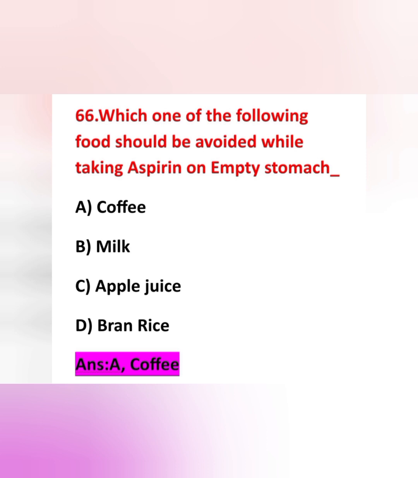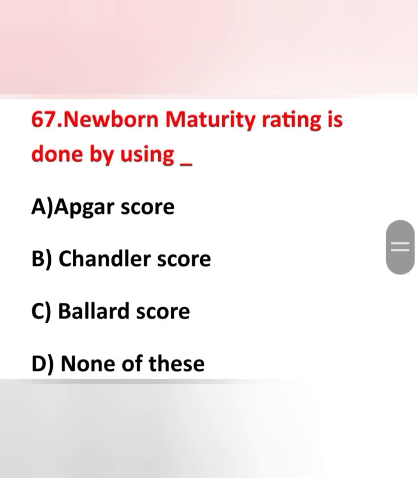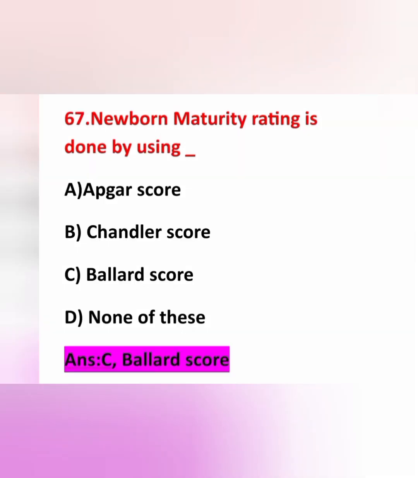And the next question. Question number 67. Newborn maturity rating is done by using. Options are option A Apgar score, option B calendar score, option C Bellard score, option D none of this. Our question is newborn maturity rating is assessed by using option C Bellard score is the correct answer. Bellard score is used to assess newborn maturity rating.